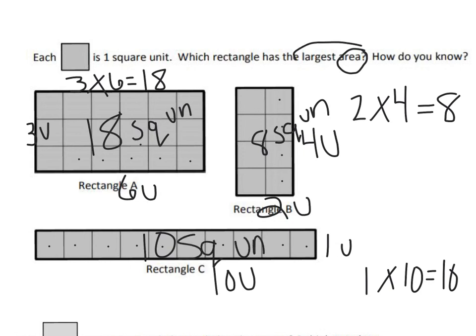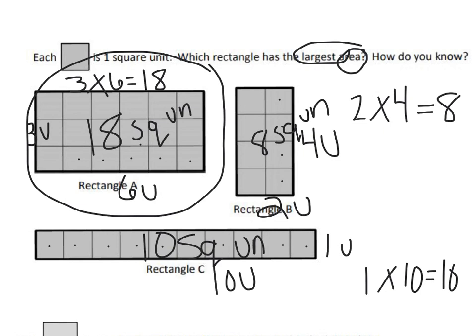And they're asking which one has the largest area. So I know it's going to be rectangle A because I multiplied my length and my width to get the area. So you multiplied your length times your width to get the area. And that's a strategy that you guys are going to start depending on when it comes to area, because you're not always going to have it broken up into units for you. They're just going to give you the side lengths, and you're going to have to know that you have to multiply the length by the width.